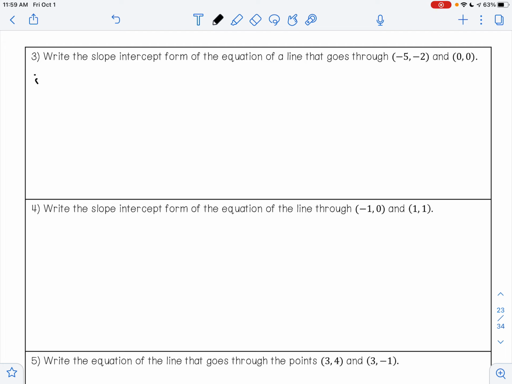Step 1 is I need to find my slope. So I'm going to have x1, y1, x2, y2. So I will have 0 minus -2 over 0 minus -5. A negative times a negative is a positive. So 0 plus 2 is 2, and 0 plus 5 is 5. So my slope is 2/5.